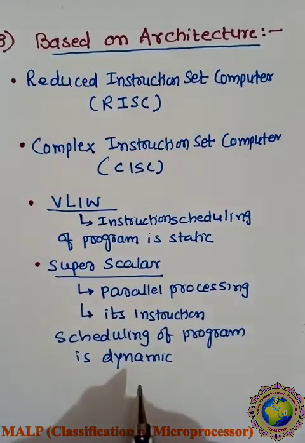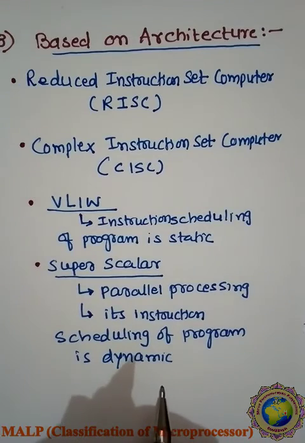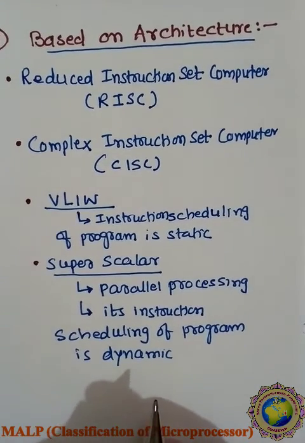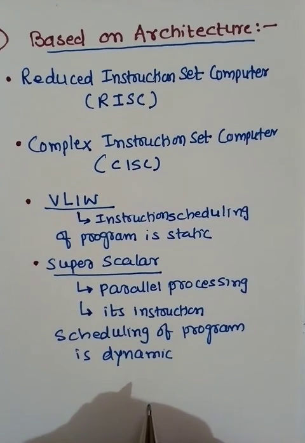So these are the main classifications of microprocessors. In this video we discussed the classifications of all the microprocessor types. In the next video we will discuss the bus architectures of 8085, the different types of buses, and then the pin diagram, or the pins, of 8085. Okay, thank you.